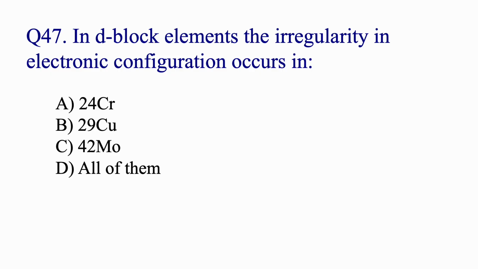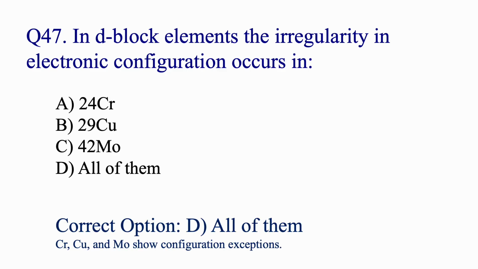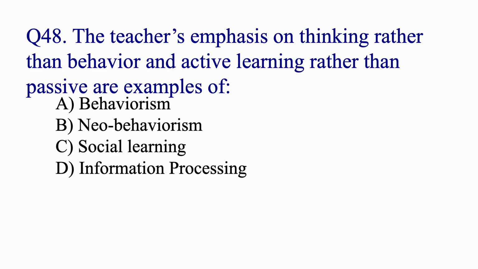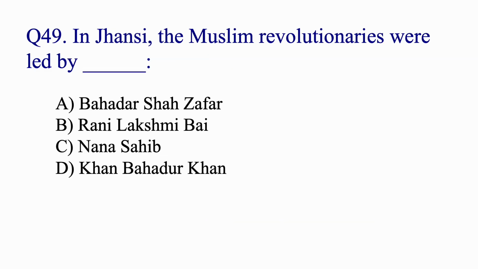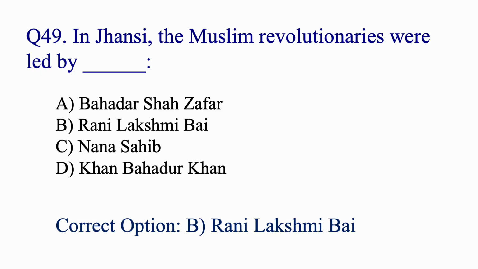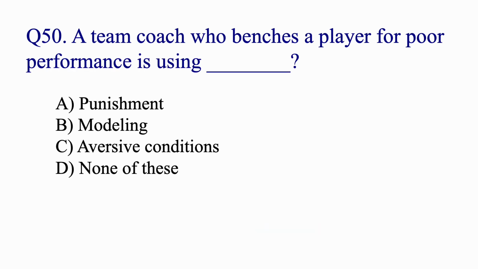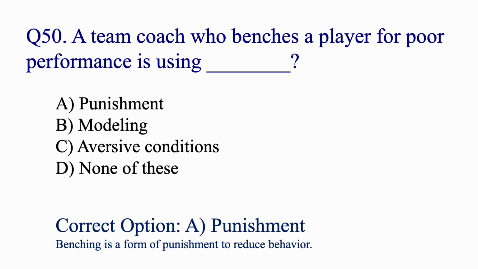In D block elements, the irregularity in electronic configuration occurs in all of them. The teacher's emphasis on thinking rather than behavior and active learning rather than passive are examples of information processing. In Jhansi, the Muslim revolutionaries were led by Rani Lakshmi Bai. A team coach who benches a player for poor performance is using punishment.